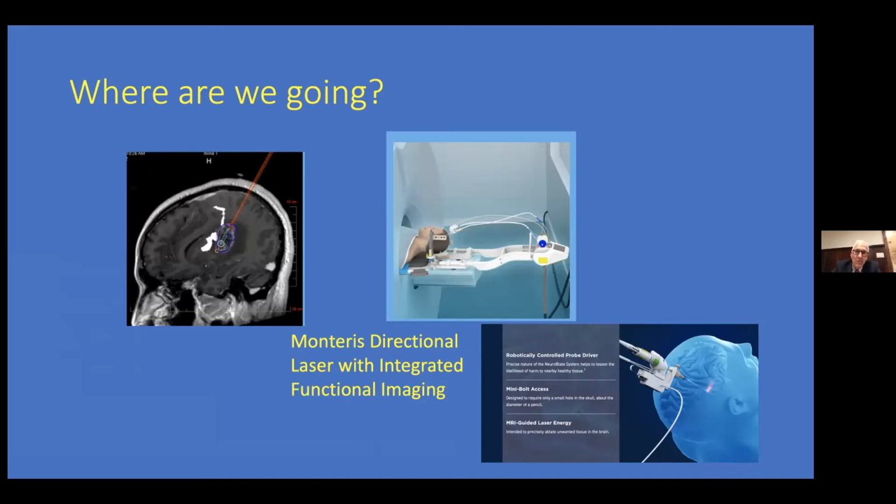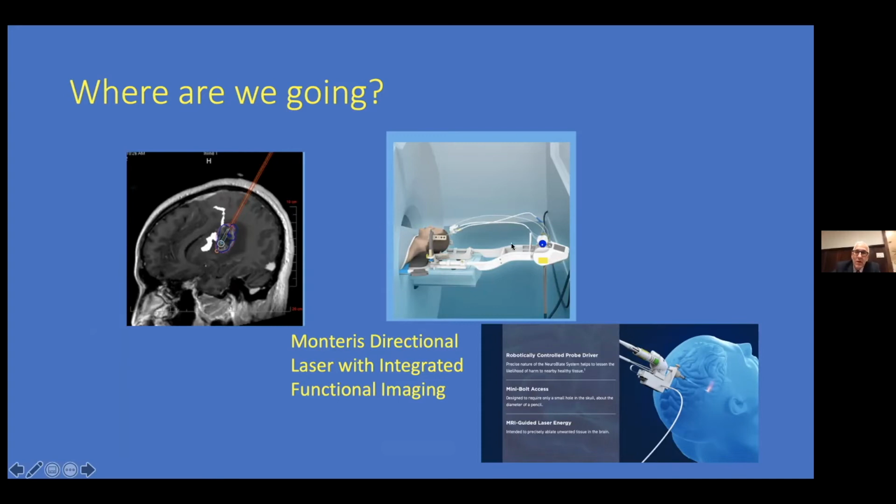But we're just studying a new system. We now have a laser that's even more precise and allows us to incorporate into the planning the functional imaging. What you see here is this white stuff. That's the motor tract. That's your motor fibers. And this is where we wanted to ablate. And we can now incorporate this and make absolutely sure that we don't hit the motor fibers.